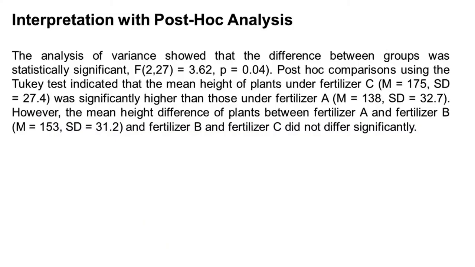The interpretation with post hoc analysis. The analysis of variance showed that the difference between groups was statistically significant. Post hoc comparison using the Tukey test indicated that the mean height of plants under fertilizer C, which is 27.4, was significantly higher than those under fertilizer A. However, the mean height difference of plants between fertilizer A and fertilizer B, and fertilizer B and fertilizer C did not differ significantly. That's it for today. Thank you for watching.